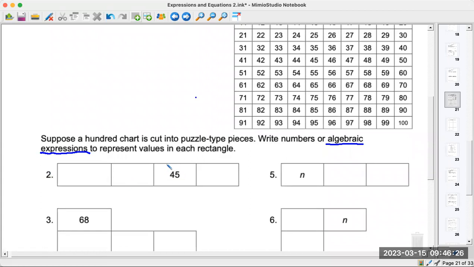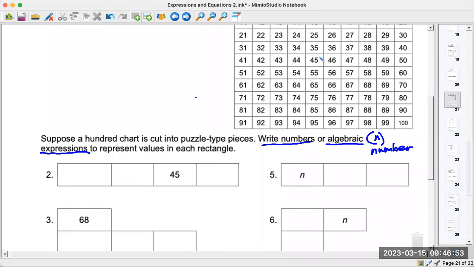Because number 1 starts out with a number, we're going to use numbers. If it starts out with a letter, we're going to use algebraic expressions. So I'm going to put N behind that. So whenever you see something with N, which means number, we're going to use that N instead of a number.